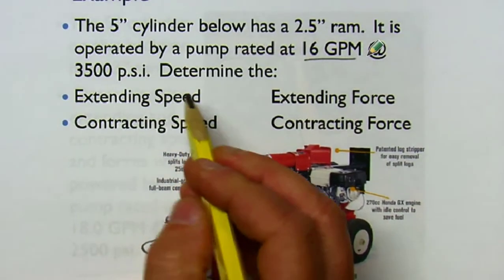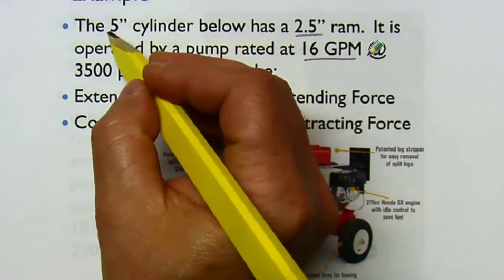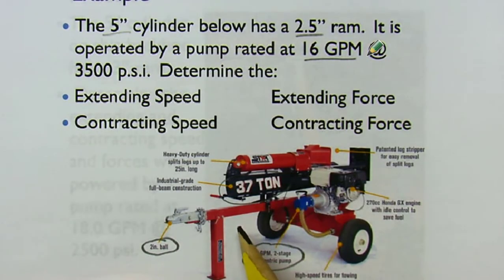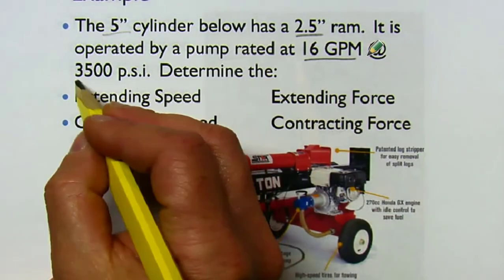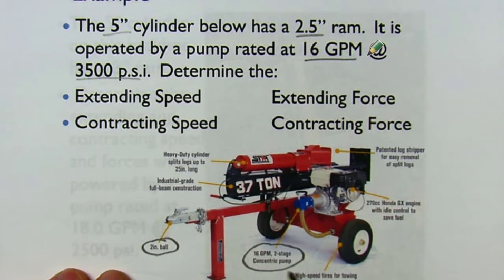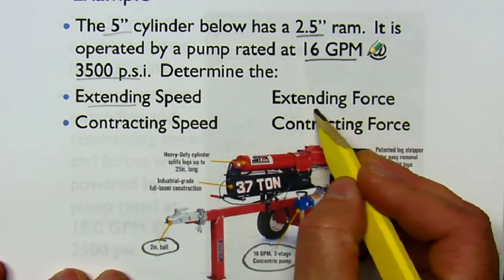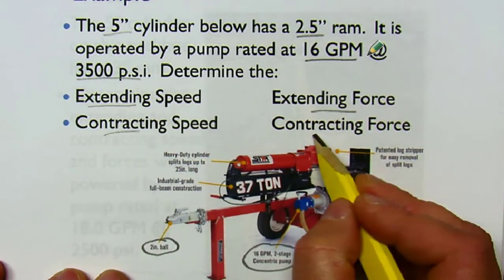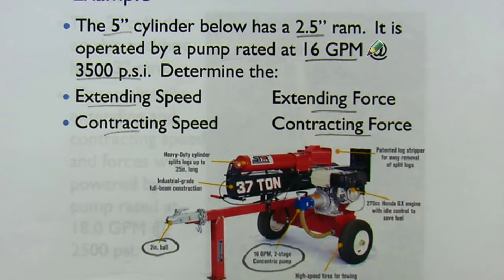We want to figure out, based on the size of the ram and the size of the cylinder, 5-inch cylinder, 2.5-inch ram, 16 gallons per minute at 3,500 psi. That's the pump that we're working with that's stuck on that little engine there. We want to find the extending speed, the extending force, the contracting speed, and the contracting force. Let's do that.